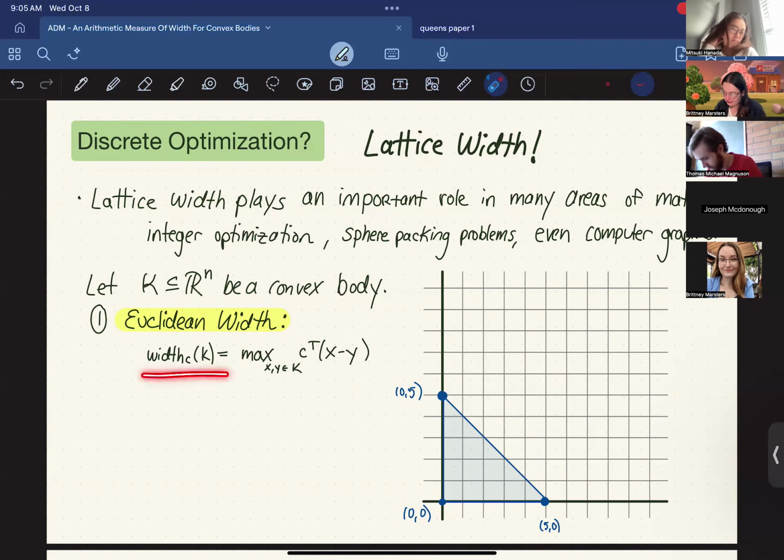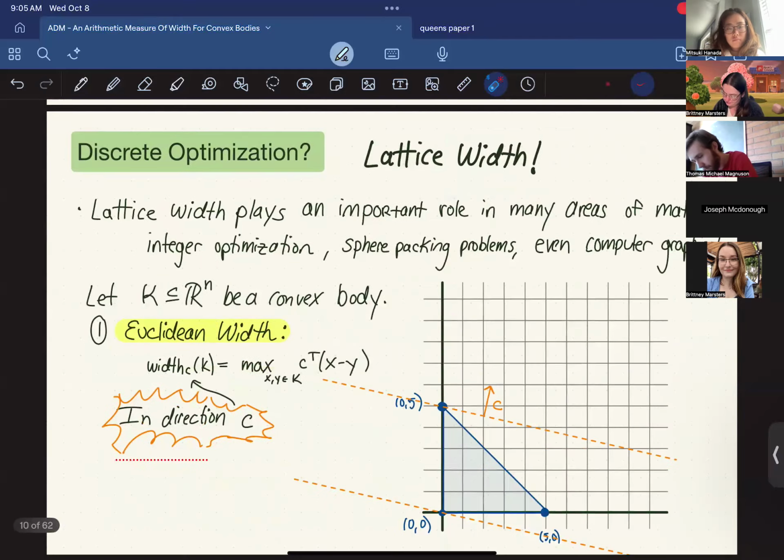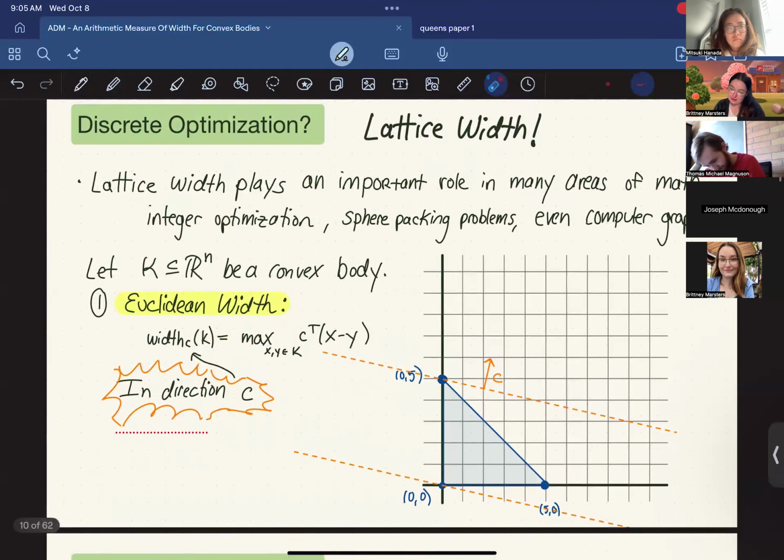And I'm going to say the Euclidean width, this quantity here, is calculated as follows. First, I'm going to talk about the width in a fixed direction. And by direction, it's going to be the normal vector for a hyperplane. And we're going to say the Euclidean width is the distance between two hyperplanes that sandwich your convex body in that direction. So this quantity here would be our Euclidean width of this convex body in this direction.